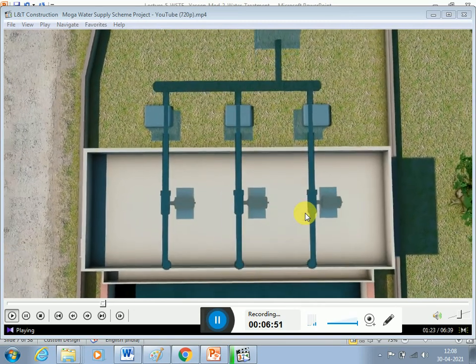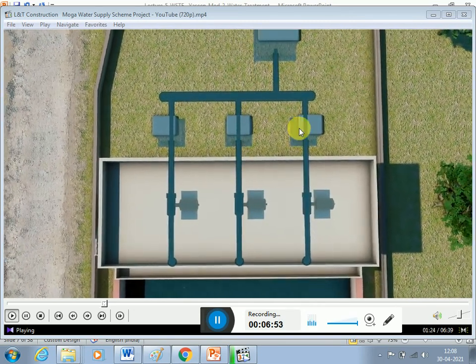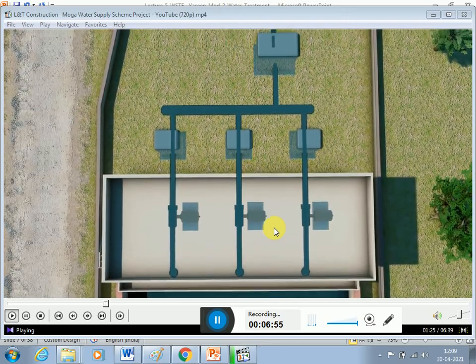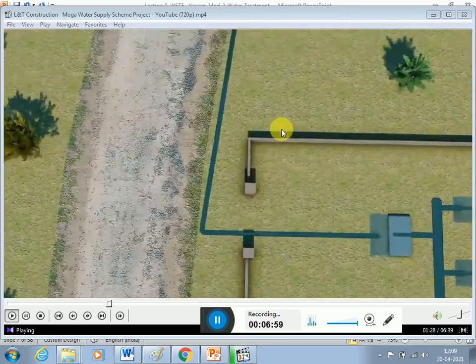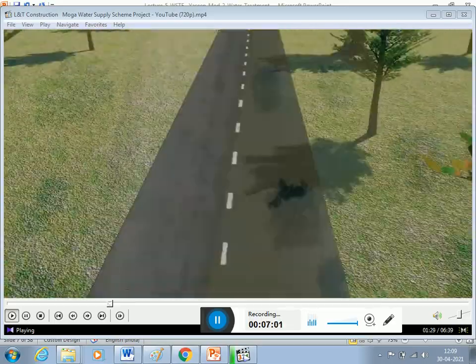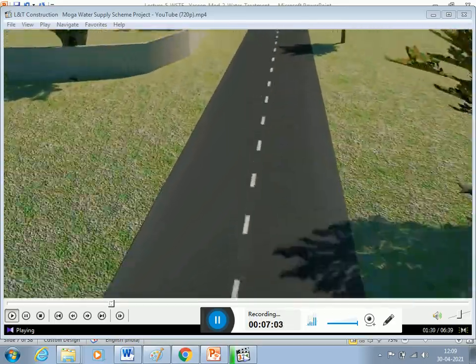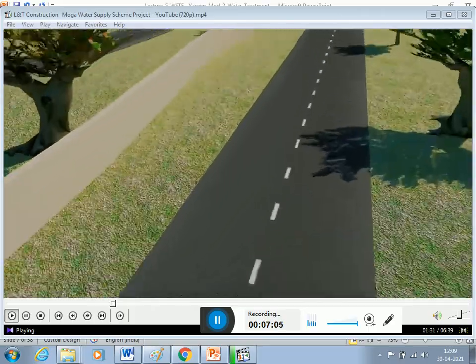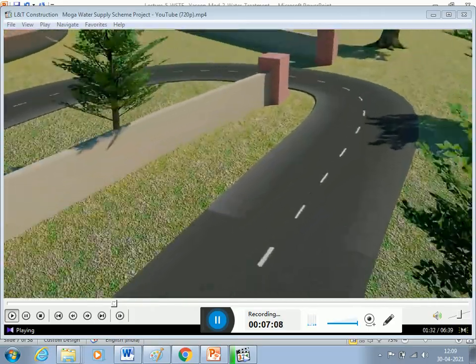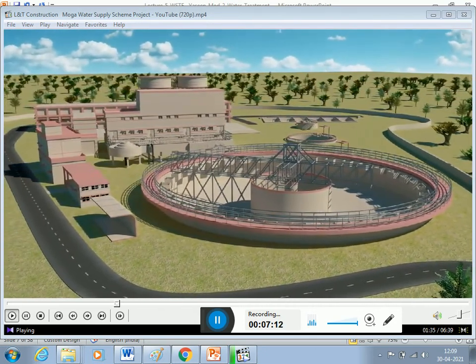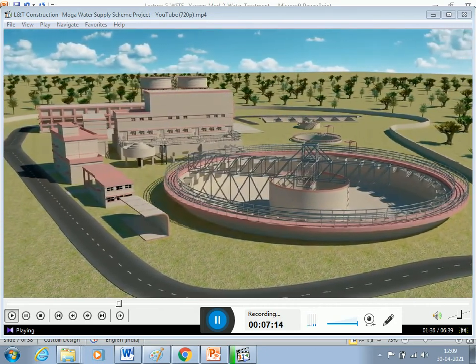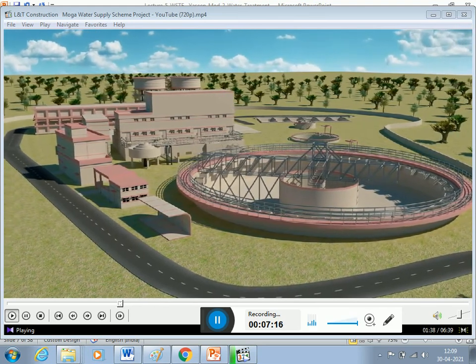From here, it is pumped using 3 sets of pumps, and it is taken to the treatment plant through the underground pipelines. So we have extracted water now, and we are taking it to the water treatment plant. So this is the water treatment plant located at some place.